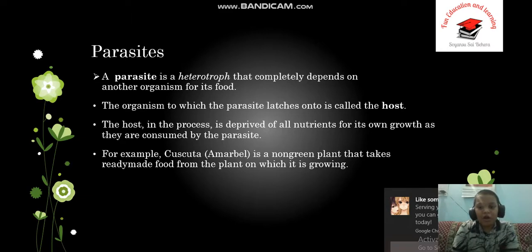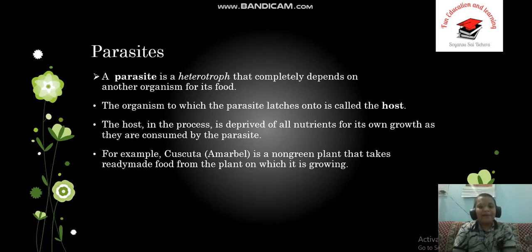Parasite. A parasite is a heterotroph that completely depends on another organism for its food. The organism to which the parasite latches onto is called the host. The host in the process is deprived of all nutrition for its own growth, as it is consumed by the parasite. For example, Cuscuta is a non-green plant that takes ready-made food from the plant on which it is growing. You have seen a yellowish thread-like plant that grows on another plant for food. This is a parasite called amarbel or Cuscuta.